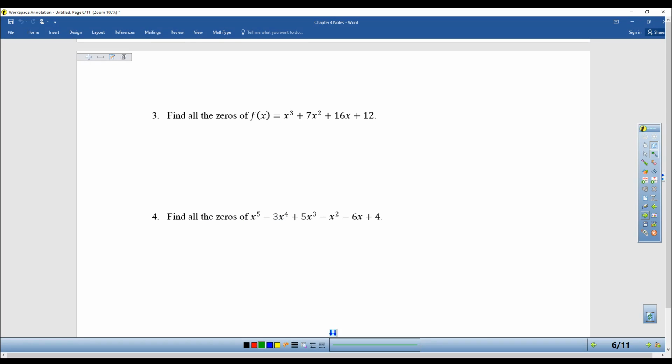Find all the zeros of x cubed + 7x squared + 16x + 12. So this does have 4 terms, but I can't factor it. When I do x squared and x, I would have to put the 16 here and the 7 here, and that's not going to give me 12. So this must have a unique factoring that didn't work, which is fine. We can go to our calculator and we can find all the zeros there.